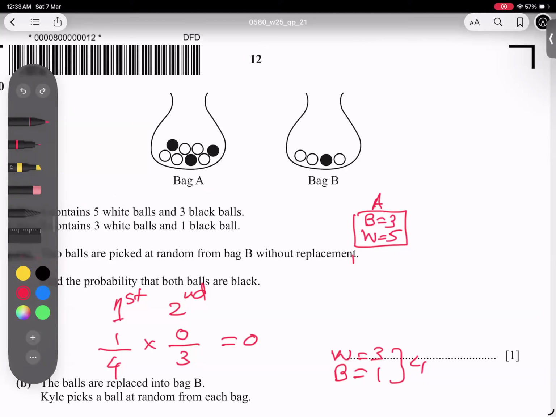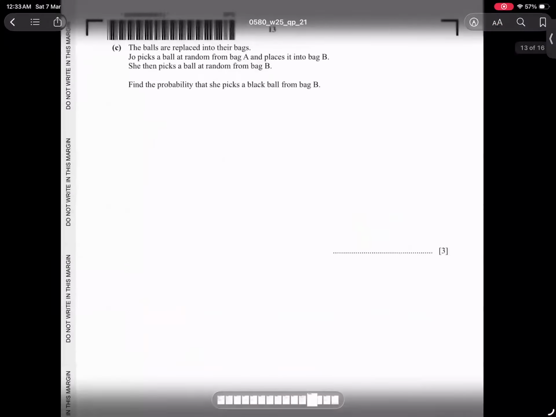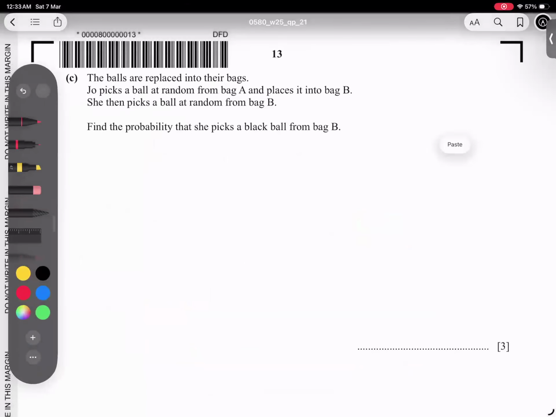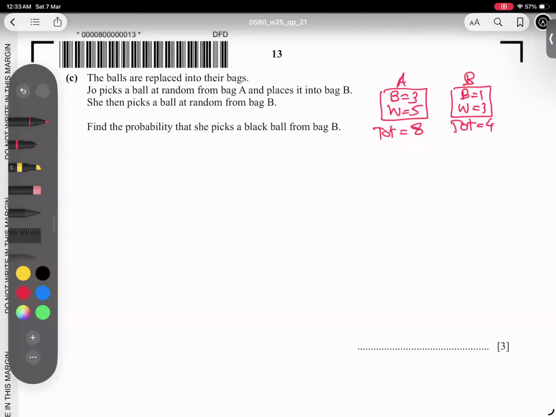And total, let me write total. Total is 8. Whenever we talk about B, the total is 4. You can check 4. And how many black are there? 1. White, how many? 3. So this data is very important. I will copy from here and paste it on the other page. Otherwise, we cannot solve the question. Okay, so let's have a look now.